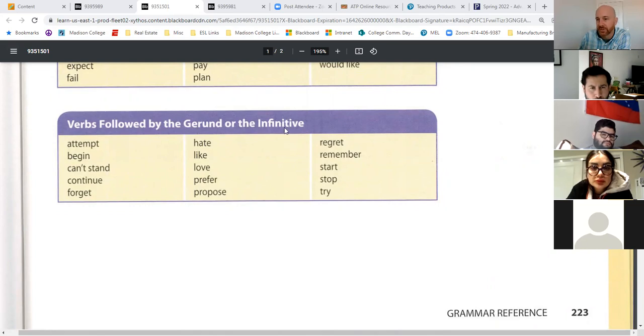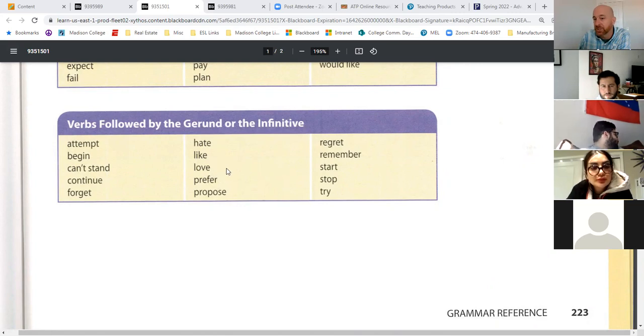So Noor, you asked the question, can I say she likes to go shopping? Yes. She likes shopping? Perfect. But I cannot say she likes to shopping. I don't use to plus a gerund, okay?